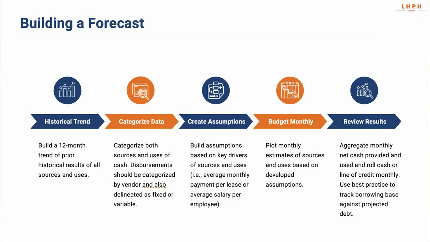So to start a cash forecast, you really want to start with a 12-month actual. So the same concept, this trailing trend. Develop 12 months of your actual sources and your uses of cash. That's your starting point. That's really going to be the baseline of how you're going to extrapolate those into the future. We recommend categorizing your data when you lay it out, so your sources are easy: rental payments, upfront down payments, and wholesale.